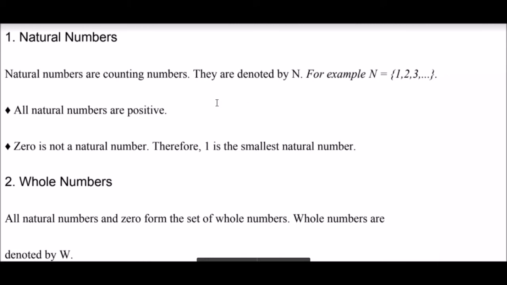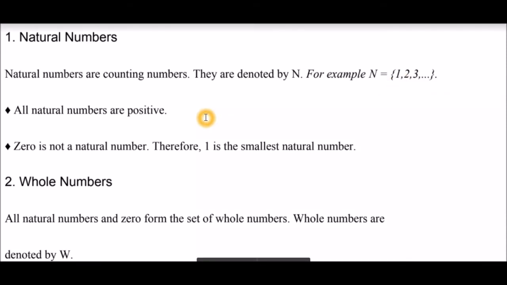All natural numbers are positive. Minus 1, minus 2, minus 3, etc., minus 1000, etc., are negative numbers. So all natural numbers are positive, and 0 is not a natural number. Natural numbers start from 1, so 1 is the smallest natural number. Therefore, which number is the smallest natural number? 1 is the smallest natural number.